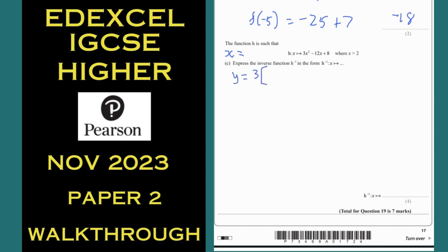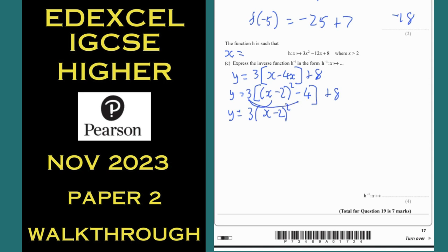We take a 3 out. I always like to leave the constant on the end. Now we can complete the square inside the square brackets. So we halve the number next to x, we square it and minus it. Now we can expand the brackets and simplify. So we get 3 times the brackets. And 3 times -4 is -12. Don't forget to add on the 8.